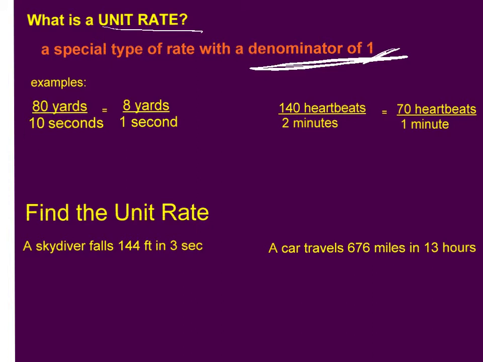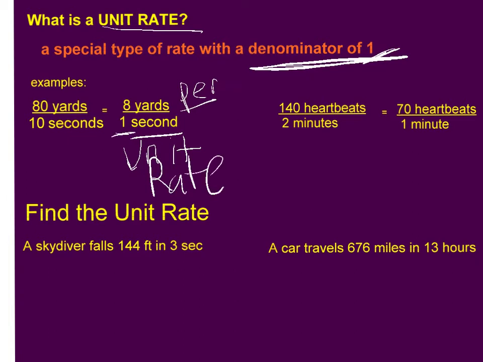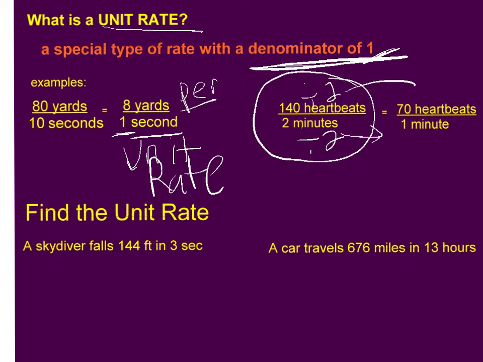And we label it. So this reads 8 yards per second. So 8 yards for 1 second. Now it's called a unit rate. Okay? It's a unit rate because we have a 1 in the denominator. Let's look at here. We have 140 heartbeats in 2 minutes. How many in 1 minute? So we reduce by dividing by 2, and we get 70 on top, and we get 1 on bottom, which is what we need. So 70 heartbeats for 1 minute.